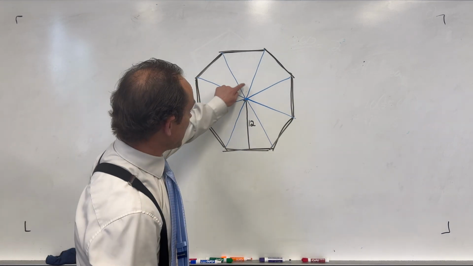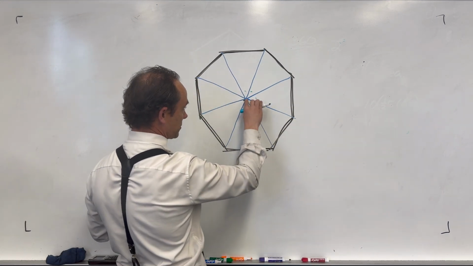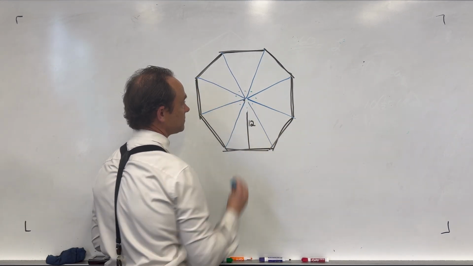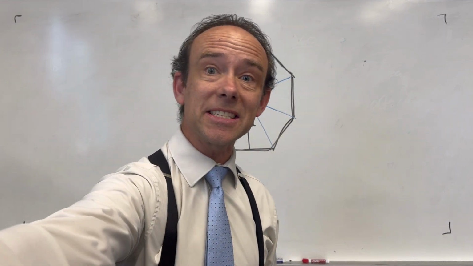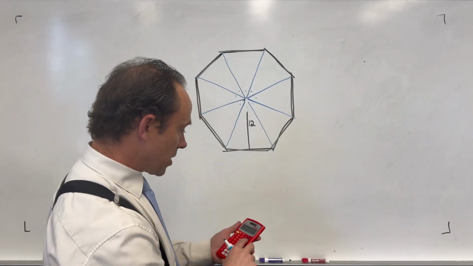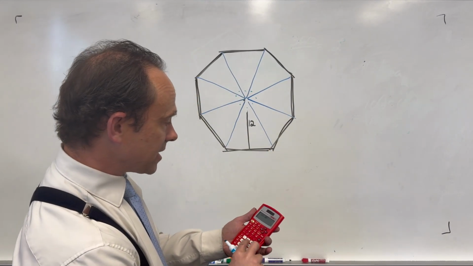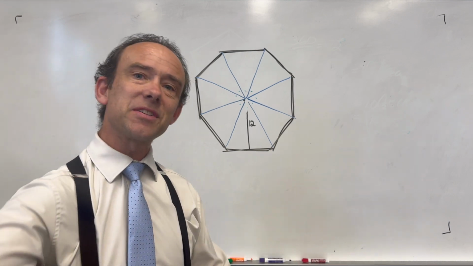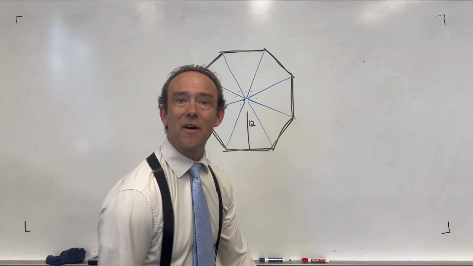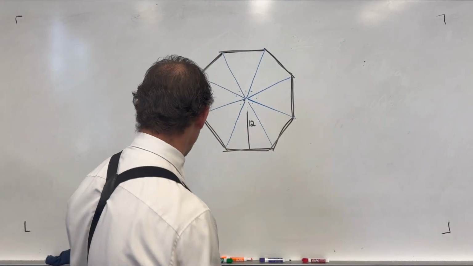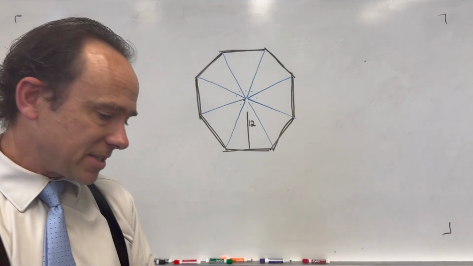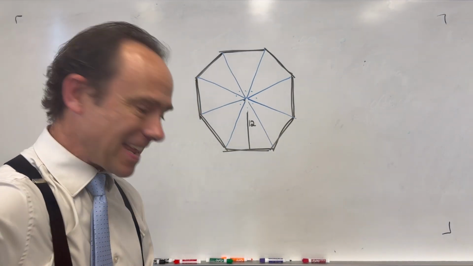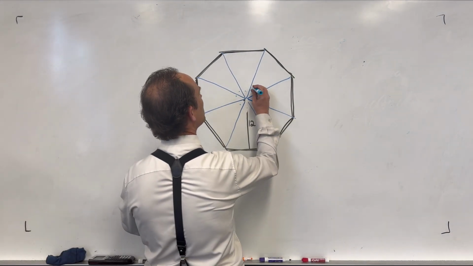Okay, so all these angles, there's 8 of them. I'm going to erase that for a moment. All 8 have to add to 360. So we go 360 divided into 8 equal parts gives us 45 degrees. So they're all 45 degrees there. So let's get that next. Okay, so these are all 45s.